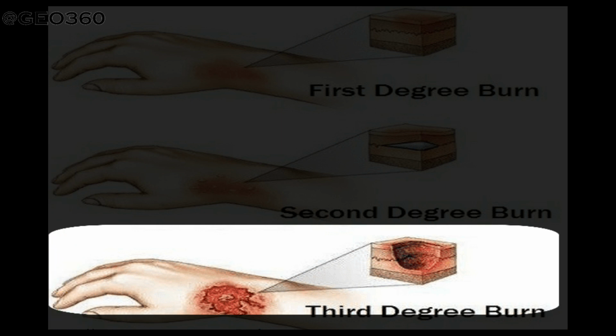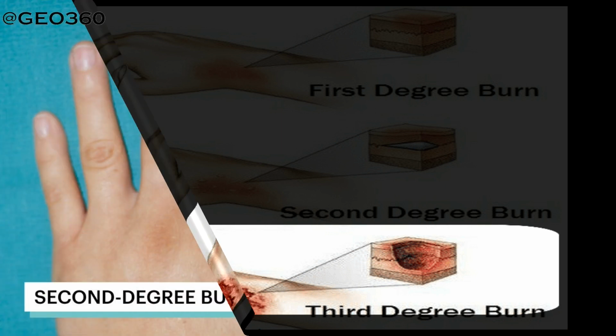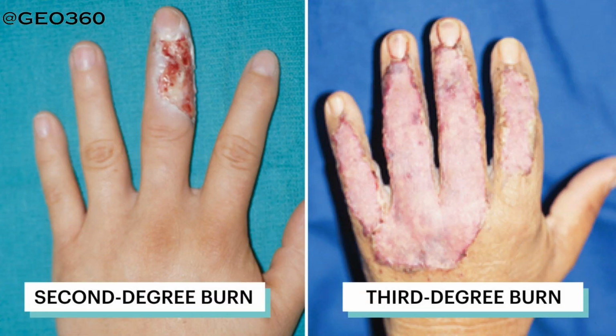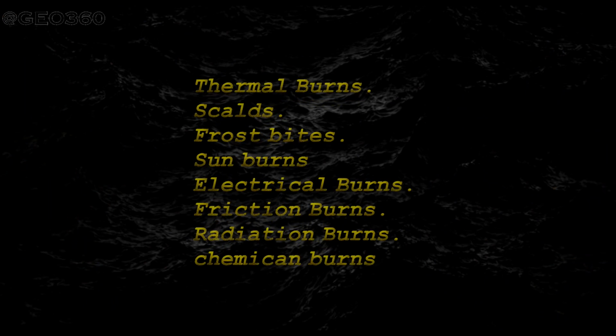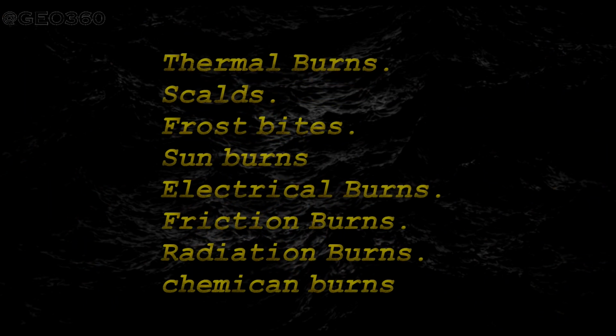Finally, the third degree burns. They are very deep burns and they show a black, parchment-like or white-looking burn wound, mostly dry, with no pain inside the third degree burn area but very painful in the surrounding second and third degree burn part of the skin. Then burns are classified based on the origin, that is the source which produces the burns.